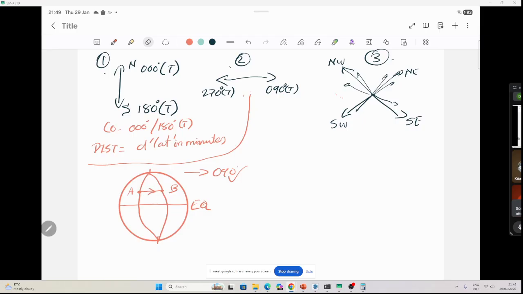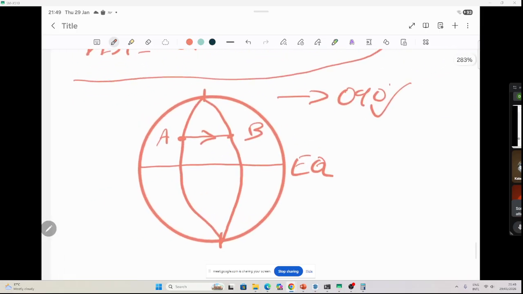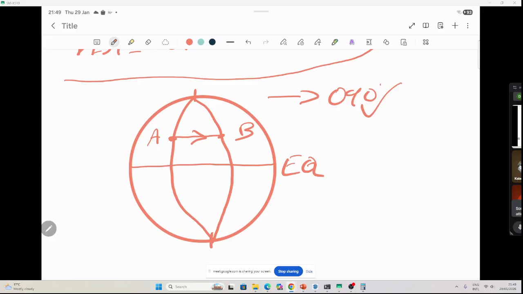Right, so you can see in this case, you're going from A to B. Your course is basically going to be 090 because you are going eastward from A to B. And you are going from C to D as well. So A to B is 090, and C to D is also 090.